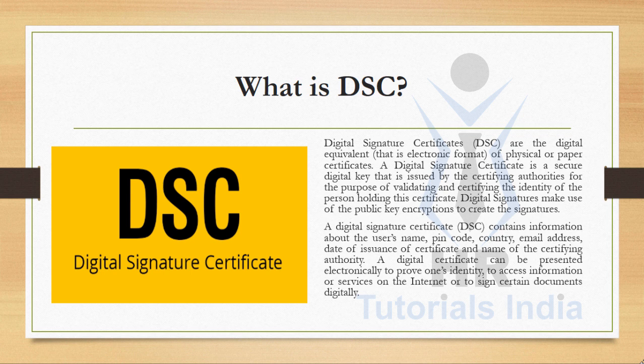A digital certificate can be presented electronically to prove one's identity, to access information or services on the internet, or to sign certain documents digitally. A digital signature certificate is presented electronically to prove the identity of the person, to access the information and the services on the internet, or to sign the documents digitally. And this digital signature certificate contains the information about the username, country, PIN code, email address, date of the issuance of the certificate, and also the name of the certifying authority.